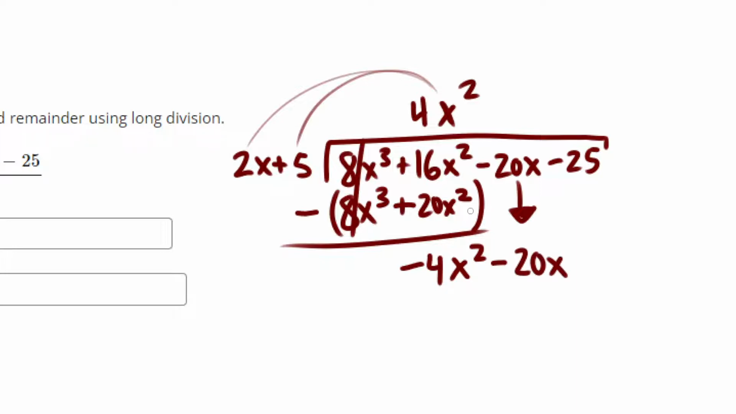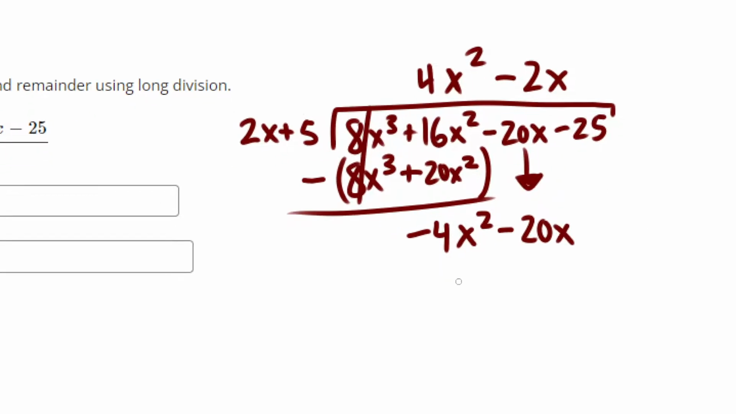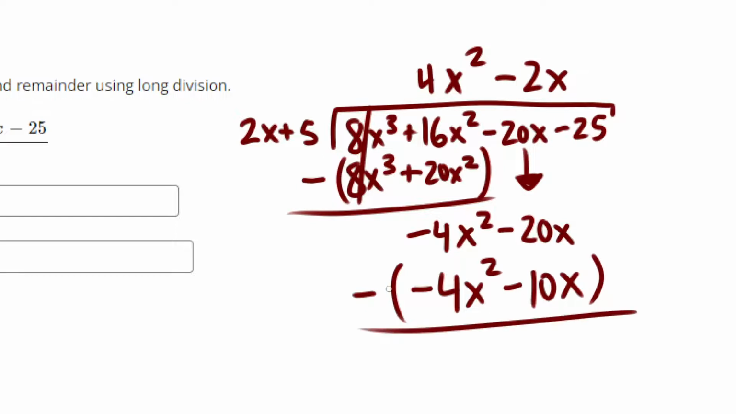So now we have negative 4x squared minus 20x. And now I say, what can I multiply this 2x by that will give me negative 4x squared? And that's going to be negative 2x. We're going to make sure the placeholders line up. And so now we will have, still subtracting, negative 4x squared, and then minus 10x. We'll close those, and this will change all the signs in the middle. So these cross out, and these will give you negative 10x.